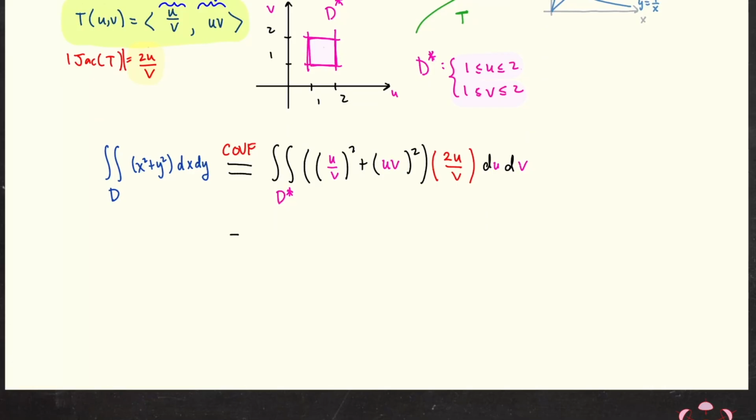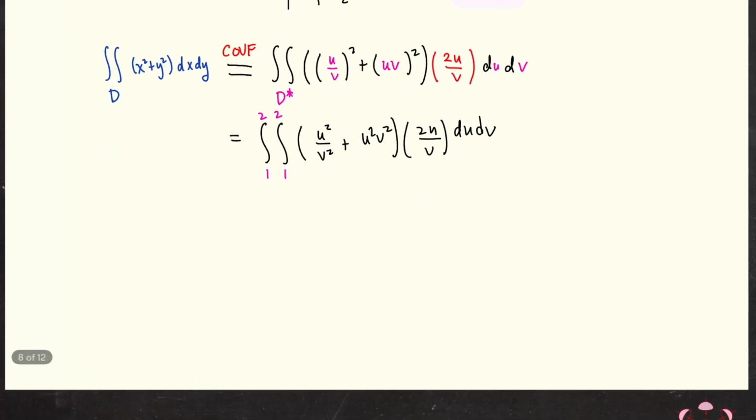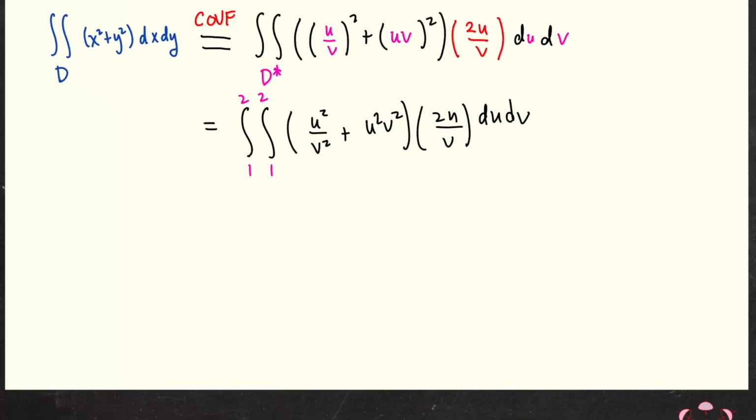Nice. Let's go ahead and set this up. So both of these are from 1 to 2. Okay, let's simplify this. So let's write this as u squared over v squared plus u squared v squared. Then I'm going to need to distribute this 2u divided by v. du dv, again, I don't really care about the order since now that everything is expressed, it's over a rectangle. Okay, let's distribute and just calmly take care of the algebra.